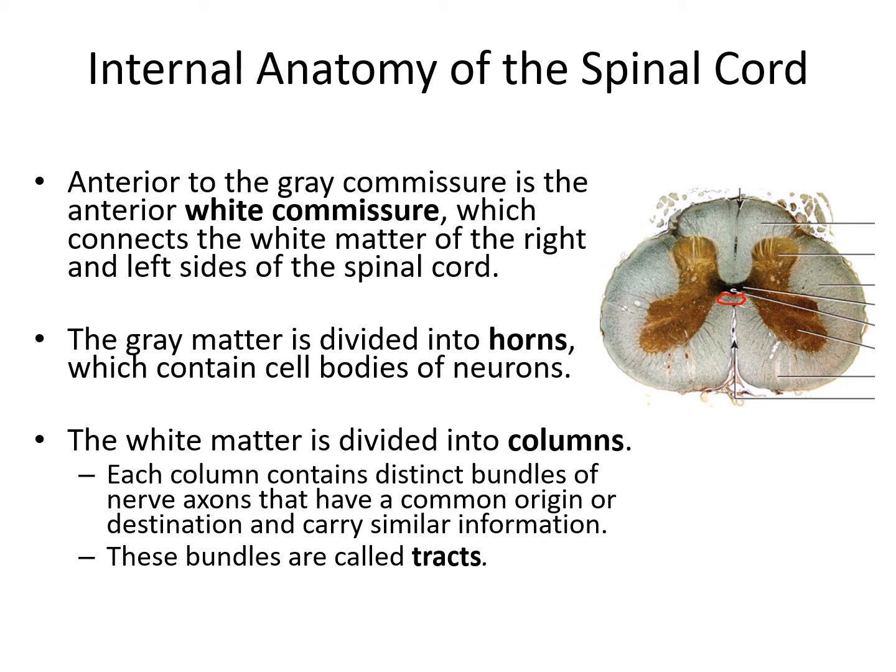The white matter is divided into columns, as I've mentioned, and the columns are going to contain distinct bundles of axons. These bundles are known as tracts, and they contain axons that will be carrying similar information or heading to the same destination.